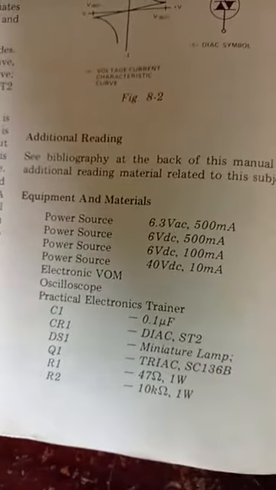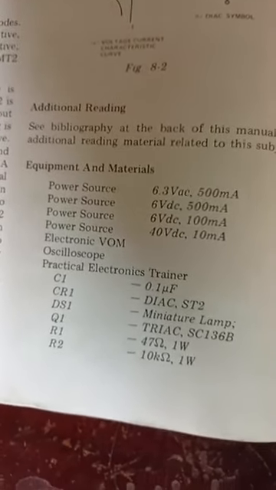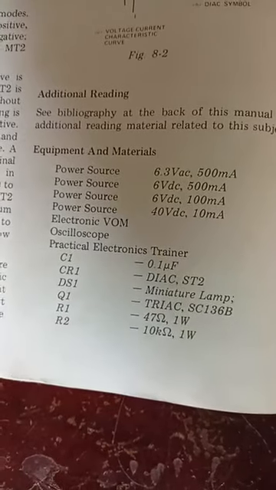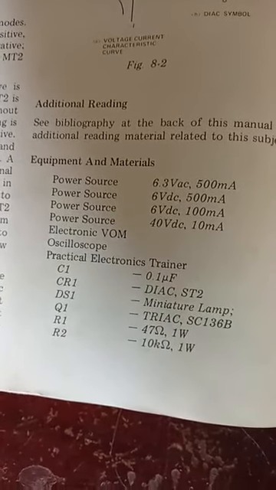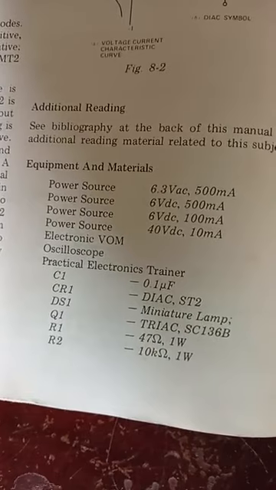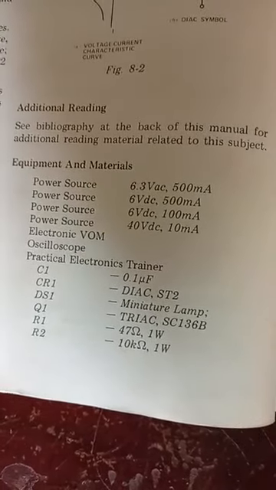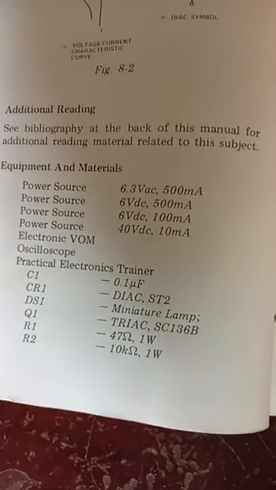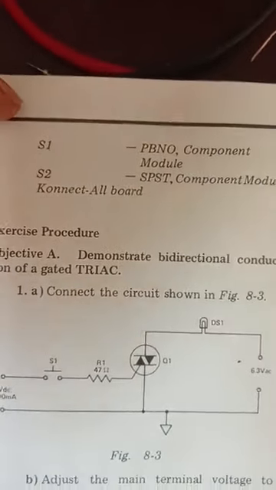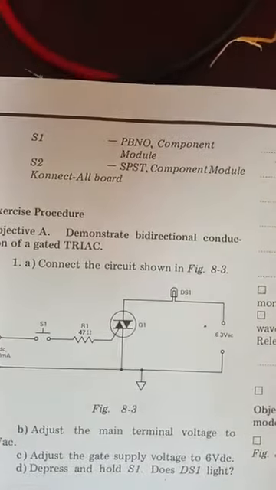Now let's see what we have to do. These are the materials we are asked to get. We need AC source, we need DC source, we need a capacitor, which is 0.1 microfarad, we need Diac, we need a miniature lamp, we need Triac, we need a 47 ohm resistor and a 10 kilo ohm resistor. Then we need two switches: a press button normally open, and a single pole, single throw.